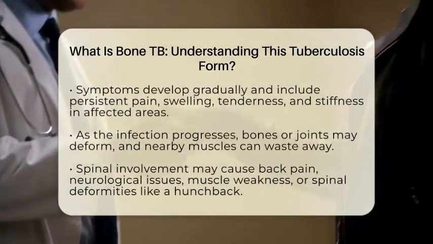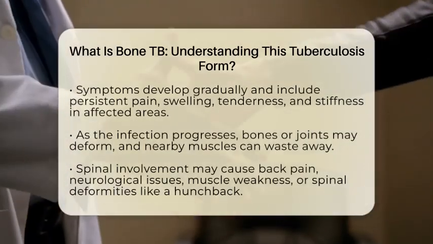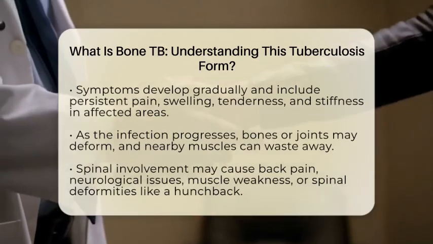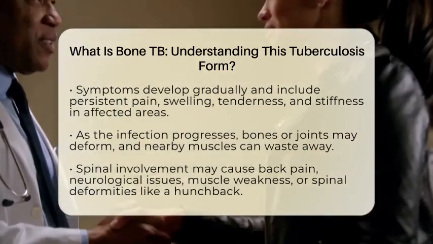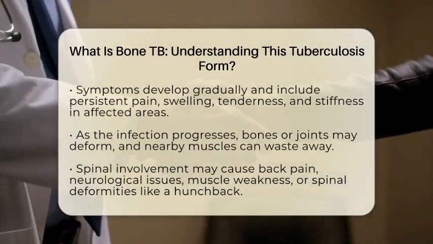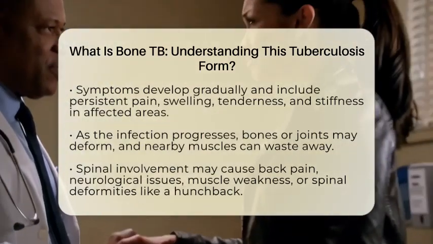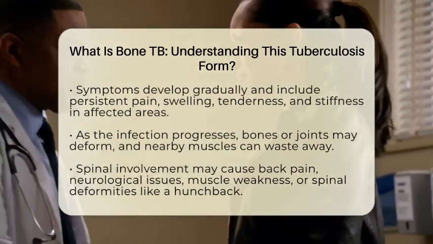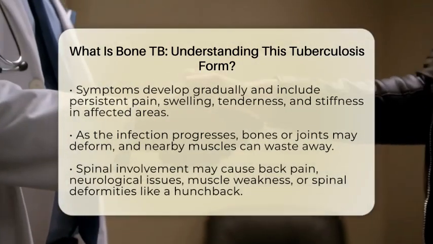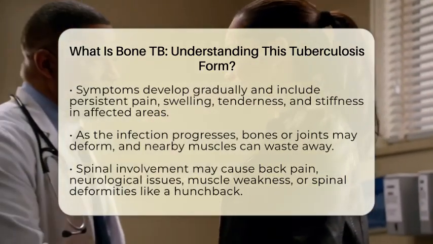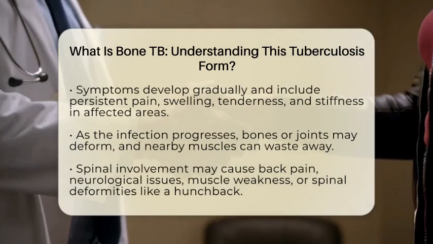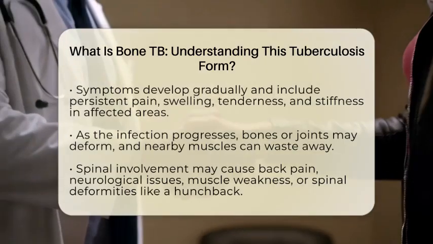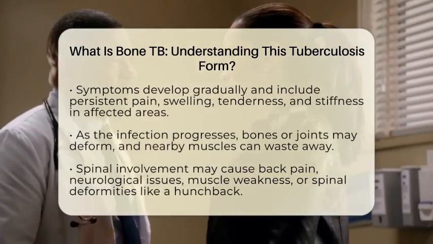Symptoms of bone tuberculosis develop gradually, making early detection challenging. People often experience persistent and severe pain in the affected bone or joint. Swelling and tenderness around the area are common, and stiffness can make movement difficult. As the infection progresses, bones or joints may become deformed and muscles near the infected site can waste away. In cases involving the spine, symptoms might include back pain, and in more severe situations, neurological issues like muscle weakness, paralysis, or spinal deformities such as a hunchback can occur.